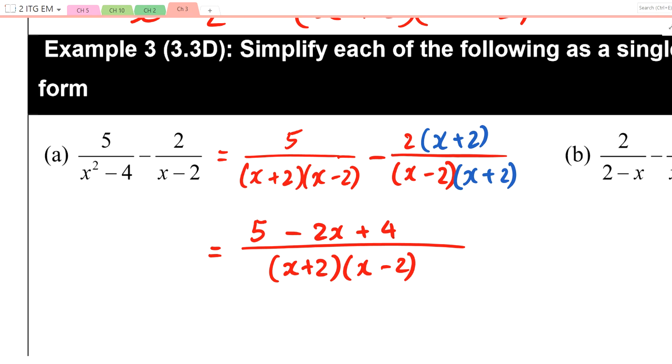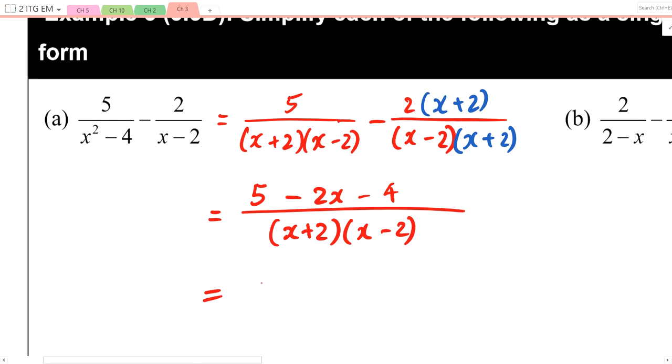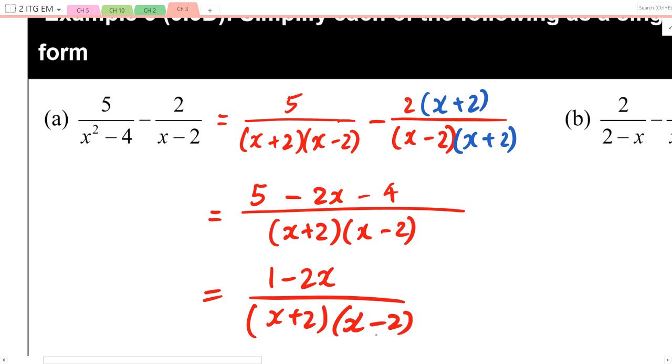Minus 4. By now, all of you should be experts at this already. If you still do not see why, it should be a negative 4. Go and watch the videos from Sec 1. So our final answer will be 1 minus 2x over x plus 2, x minus 2. You can, of course, choose to leave it as denominator x squared minus 4. They are the same thing.